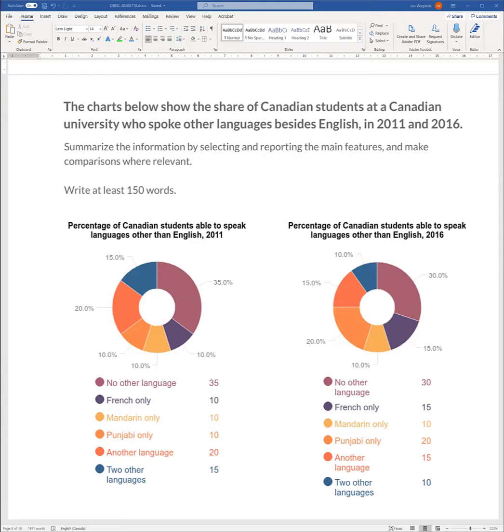So we can write, generally speaking, it is clearly seen that the Punjabi language increased almost 100%, almost double. Avoid specific percentages in your general overview, because then you won't have anything to talk about in the body paragraphs. So almost double, you can say. I think you're getting a bit too specific for the general overview. I would just indicate which ones went up, which ones went down, and which one stayed the same.